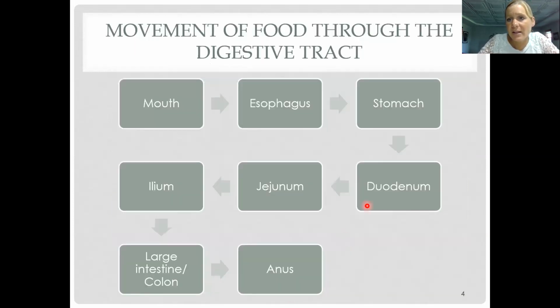Okay, so here you can see the flow of food through the digestive tract. Again, pay attention to my arrows. So we're going to move from the mouth to the esophagus to the stomach. Then notice that we're going to the duodenum, jejunum, ileum, into the large intestine or the colon. And then finally, any waste products will be removed via the anus. So again, that's the tract. When we think about the digestive tract or the GI tract, this is the flow of food through that particular system.